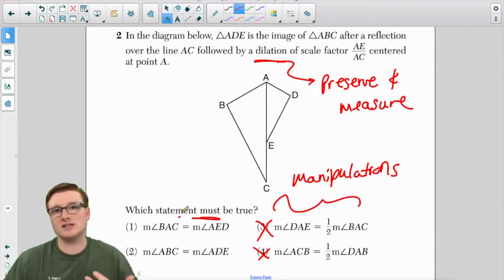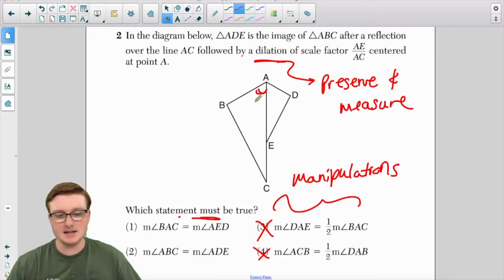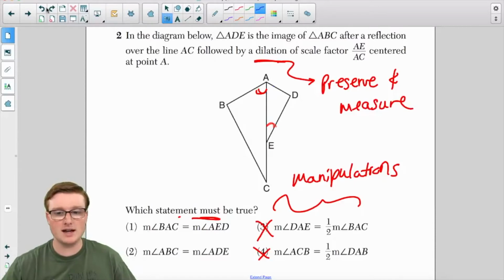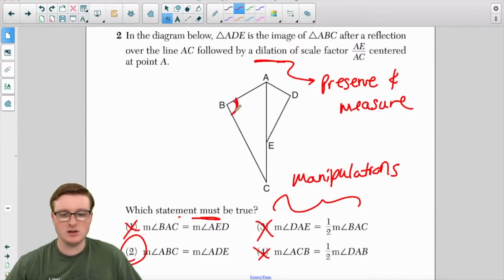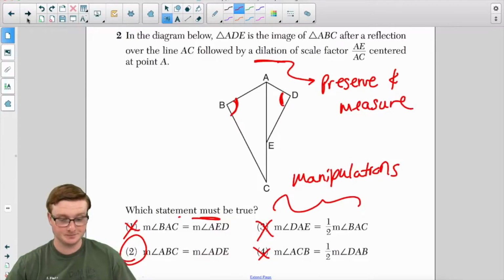So let's look for the ones that are corresponding to each other. The measure of angle BAC is equal to the measure of angle AED. Well, those are not corresponding to each other because triangle ABC is similar to triangle ADE. This angle over here corresponds to the angle next to it. So it cannot be choice 1, it has to be choice 2: the measure of angle ABC is congruent to the measure of angle ADE. So that's why it is going to be choice 2.